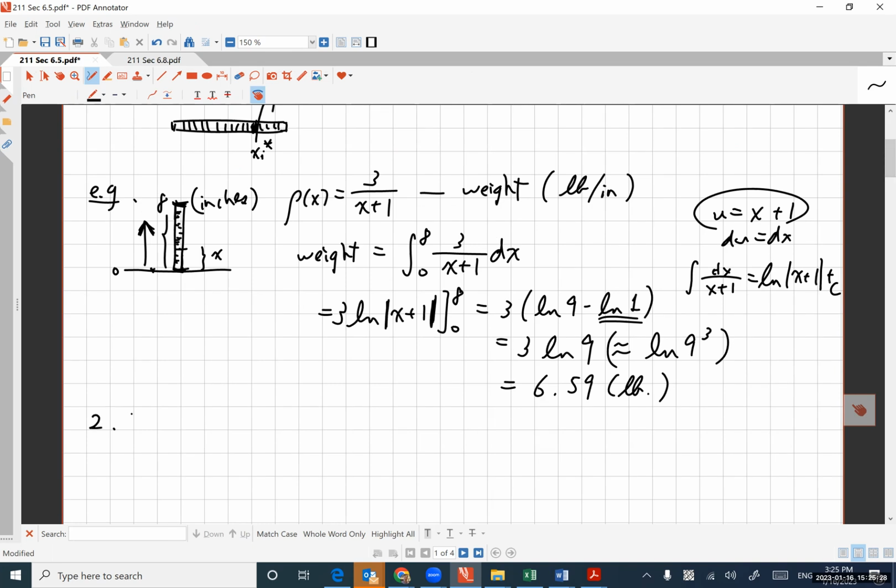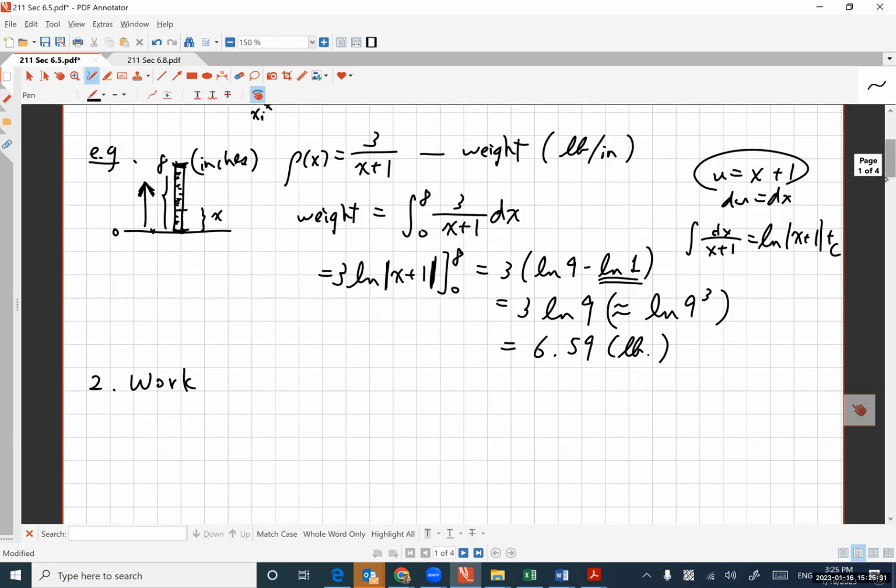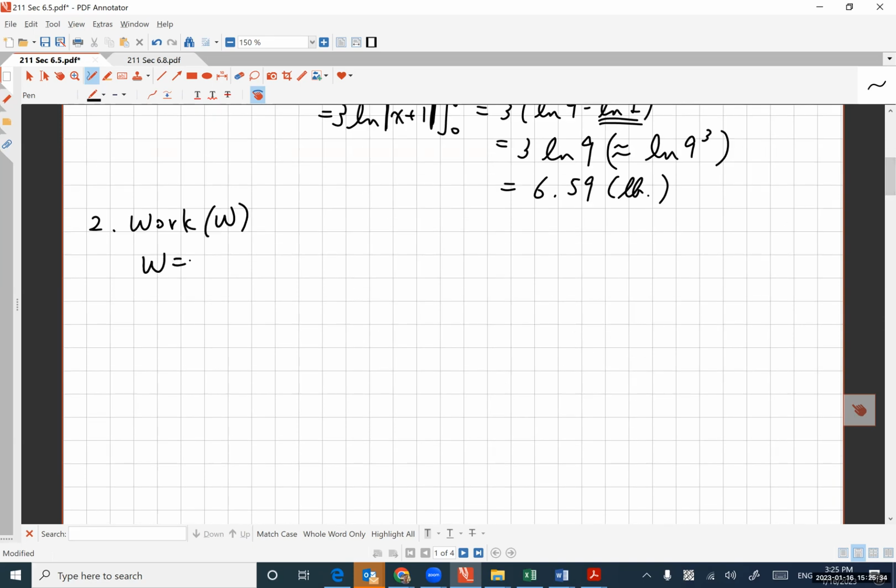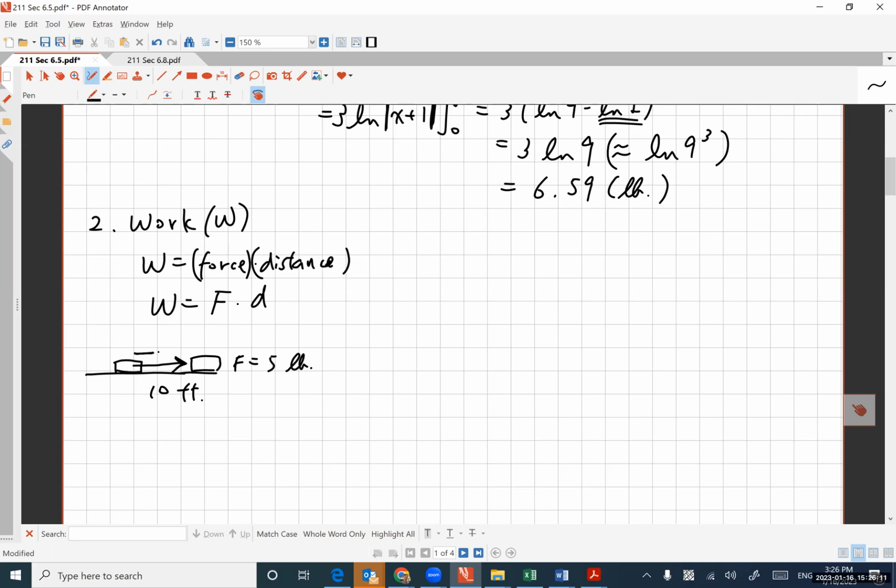The second application is work. Okay, now work, in short, is force times distance. So you may have learned this in physical science class or something, right? So you say W is F times D, and that's fine if you're talking about something simple. Let's say you have this box and you're moving it, let's say 10 feet away, and the force is, let's say, 5 pounds. So you're exerting the force horizontally at a constant 5 pounds because of the friction.